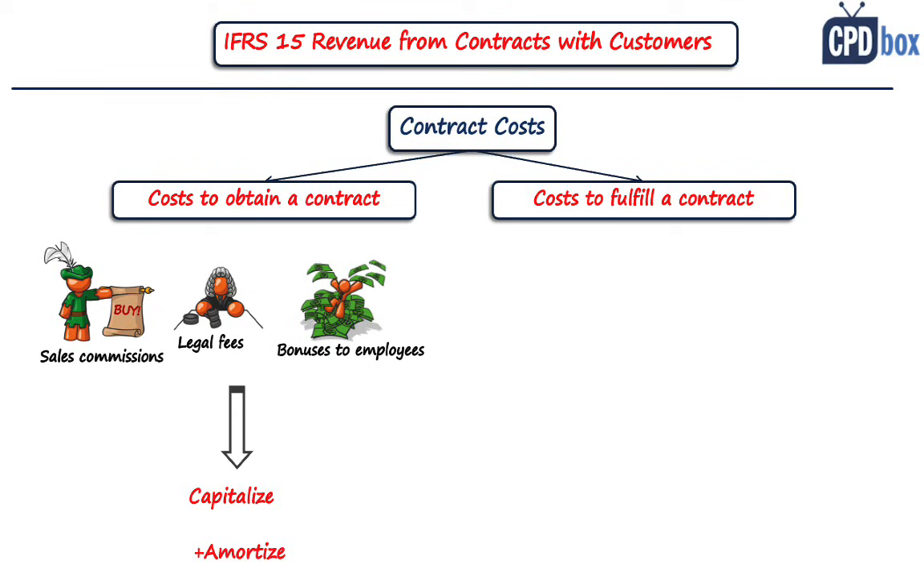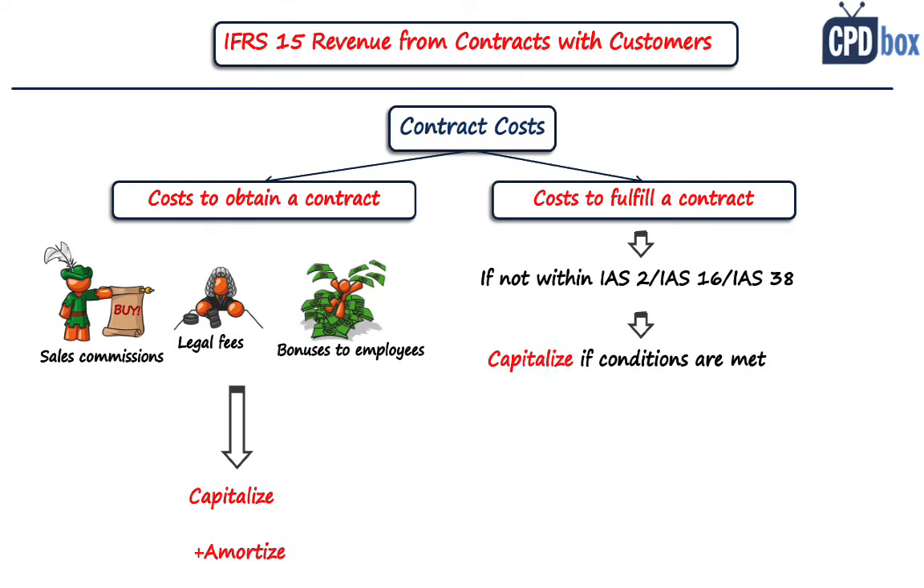Costs of fulfilling the contract are costs incurred in connection with satisfying performance obligations, and the standard says that if these costs are in the scope of some other standard like IAS 2 Inventories, IAS 16 or IAS 38, then you need to treat these costs in line with the relevant standard. If these costs are not within the scope of another standard, then these costs should be capitalized or recognized as an asset if they meet the conditions specified in IFRS 15 to do so.